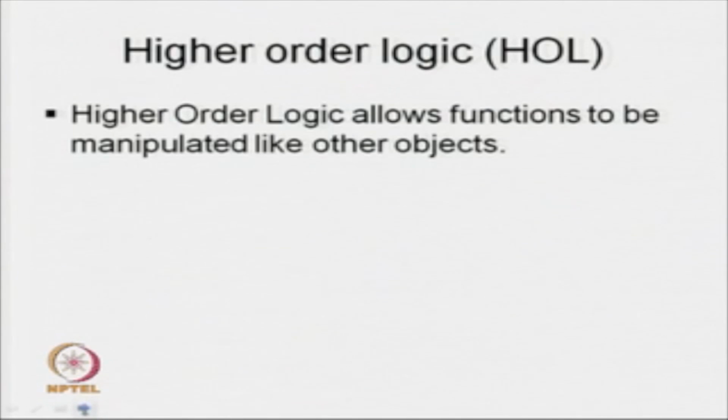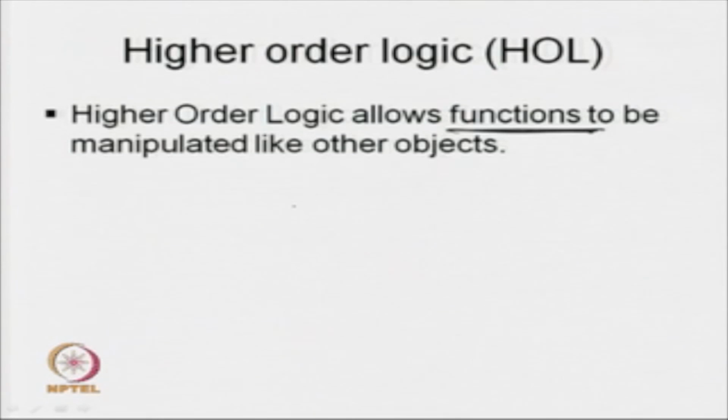So, next is higher order logic. Again, I said that this is more expressive, and so that logic is becoming more complex. In that particular case, what advantage are we getting? What is the expressiveness we are getting? It allows functions to be manipulated like other objects. So, a function can be treated as an object. That cannot be captured in first order logic, but in higher order logic we can capture it.